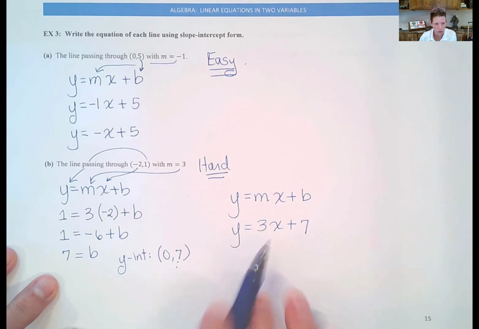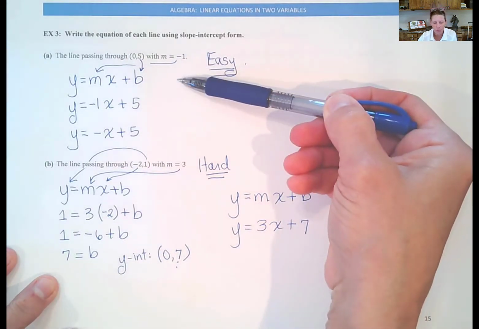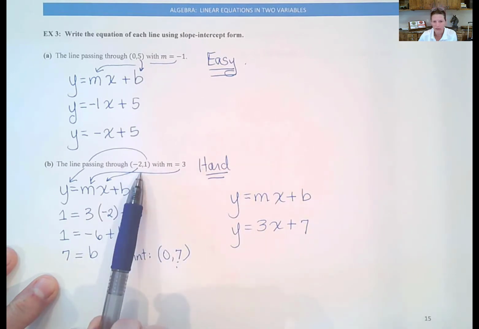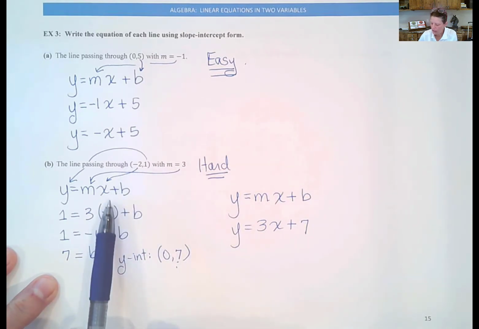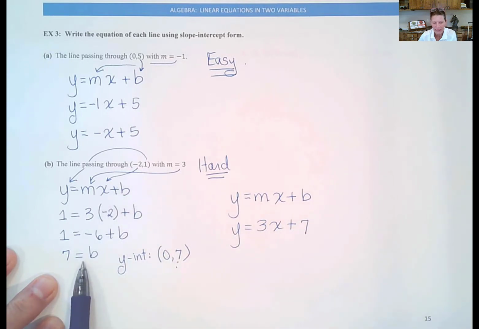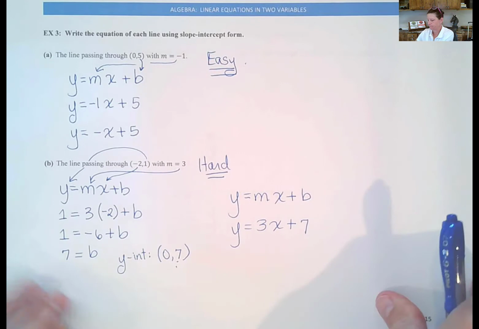All right, so I want you to remember, this is the easy problem when we're given the y-intercept. If we're given a point that is not the y-intercept, we've got to use this formula twice. Okay, first to determine b, and then second to do our straight substitution.